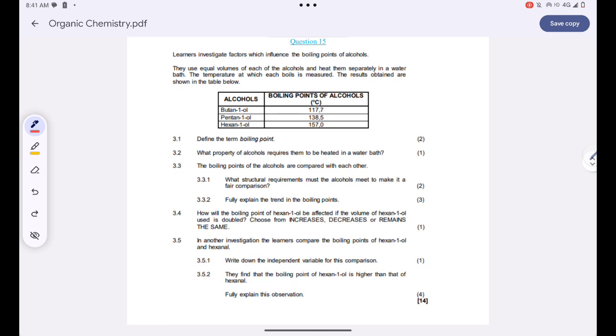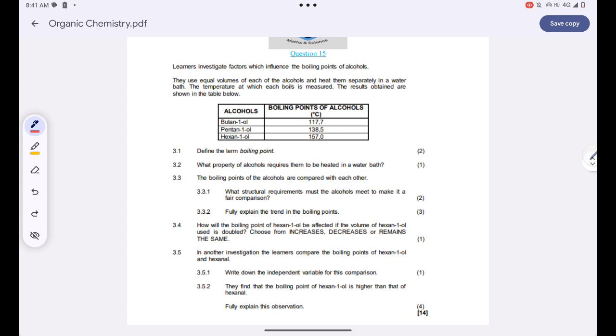And then 3.3, we are told that the boiling points of the alcohols are compared with each other. What structural requirements must the alcohols meet to make it a fair comparison? Firstly, for the fact that they used primary alcohols only, that makes it fair. And secondly, we are only using straight chain alcohols. They do not have side chains, because once you have a side chain in a compound, that tampers a lot with the compound's boiling point.